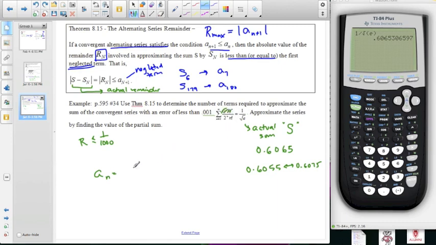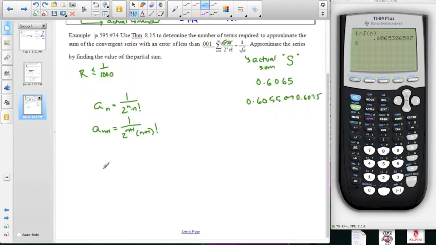That's why we're looking at absolute values. Our nth term is 1 over 2 to the n times n factorial. So our n plus 1 term is going to be 1 over 2 to the n plus 1 times n plus 1 factorial. And so it's that expression that we get to play around with, 2 to the n plus 1 times n plus 1 factorial, to get less than or equal to 1/1000th.